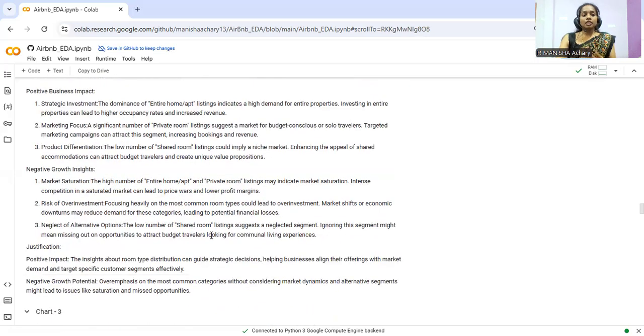And what are the negative growth insights? The high number of entire home or apartment and private room listings may indicate market saturation, and focusing heavily on the most common room type could lead to overinvestment. The low number of shared room listings suggests maybe a neglected segment. Ignoring this segment might mean missing an opportunity to attract budget travelers looking for a communal living experience.